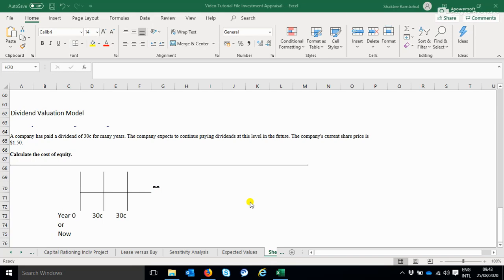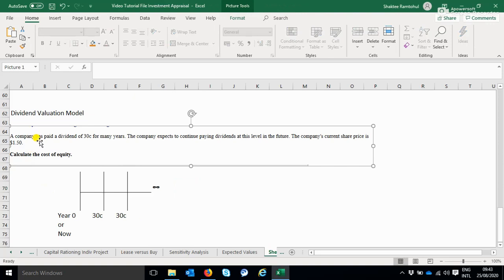Of examples, and this will resemble the questions that you get in the exam when it comes to calculating the cost of equity. In the previous lecture, we introduced the dividend valuation model, so we are just going to play along with the formula. Now, let's look at this question here.